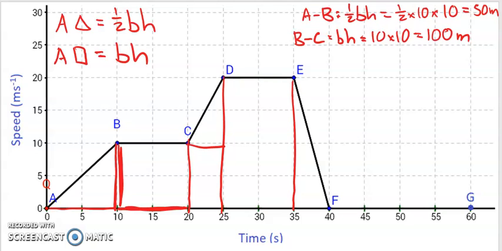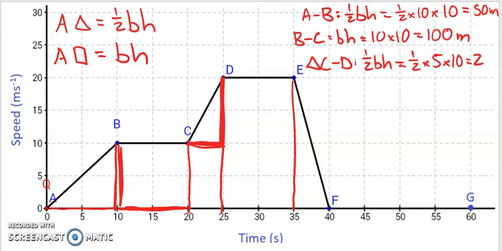Section C to D is a little bit more difficult because we do have two shapes there. So we're going to calculate each shape separately and then add them together. So the triangle in section C to D, we use half base times height. The base is equal to 5, and the height is equal to 10. So if we do that math, that triangle is 25 meters.